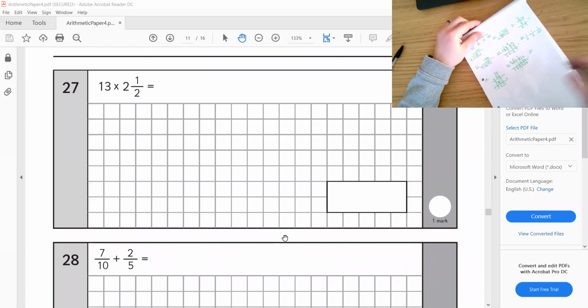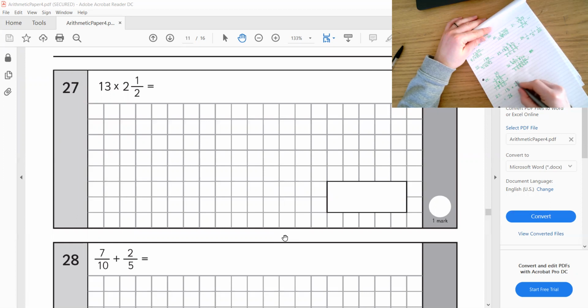27, 13. Now this actually, I'm going to do down here. This one is getting juicy now. Now we're getting there. So 13 times 2 and a half. Okay, so let's think of the wholes first. What's 13 times 2? So 13 times 2 is 26, isn't it? So that equals 26. Now what's 13 times a half?